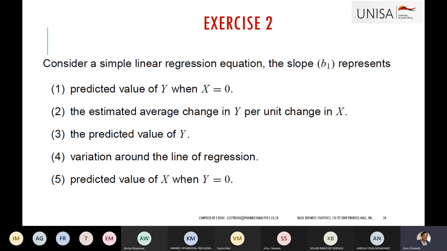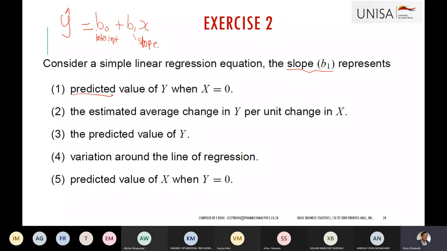Consider a simple linear regression equation. The slope B1 represents... Number one, it says the predicted value of y is equal to zero. Remember, we're talking about the slope, where y hat is equal to b0 plus b1x, where this is our intercept and this is our slope. So number one says the predicted value of y, so it means this predicted value of y will be our slope if the value of x is equal to zero. That's what we need to make out.